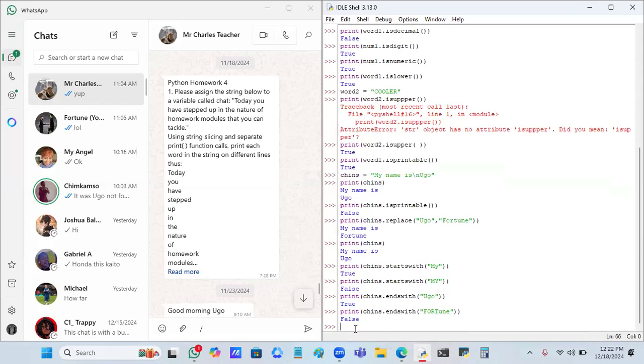Do I have to write the fortune the same way I wrote it? Yeah. Or can I write it in a different way? You can write it in a different way. Any way you write it, it will always return false. Why? Because fortune is not at the end of that string.